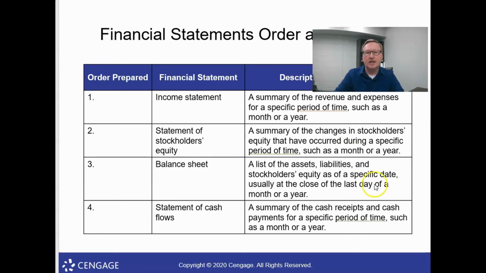Then my change in my equity was $2,000 I started with because I put that in, and then I actually added $100. See, it's a summary of changes in stockholders' equity that have occurred during a specific period of time. Okay, so that's what that is. So now my new equity statement says 2,100.